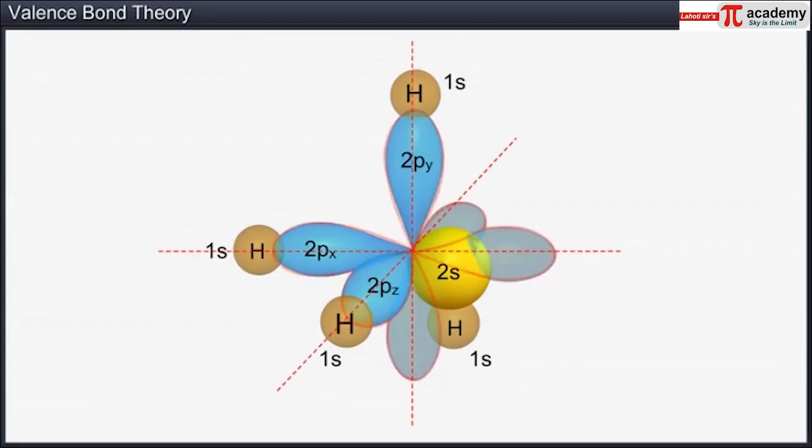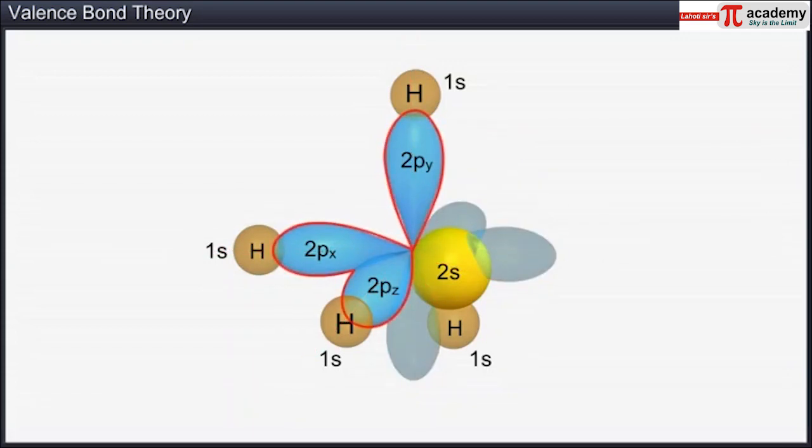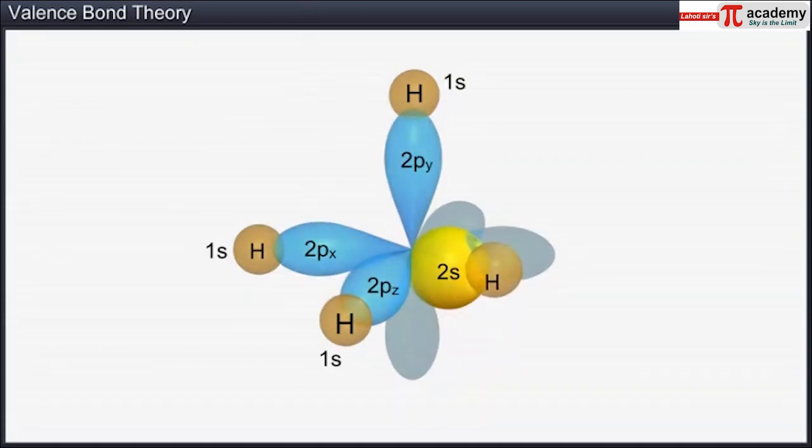We know that p orbitals lie perpendicular to each other. Hence, the three C-H bonds in the methane molecule are expected to be oriented at 90 degrees to one another. The 2s and 1s orbitals of carbon and hydrogen can overlap in any direction, since they are spherically symmetrical. Thus, the direction of the fourth bond cannot be ascertained. This means that all four C-H bonds in methane are not identical.